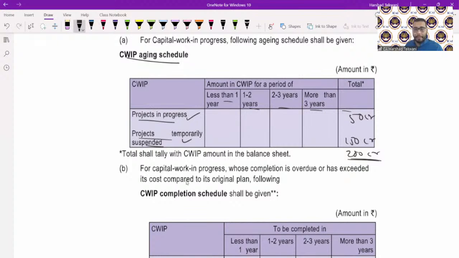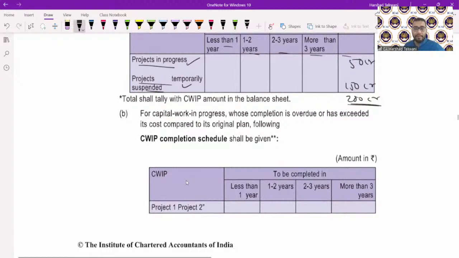The reason is that the amount you have in your balance sheet may not be accurate. You might not realize that much amount or benefit from that asset in future, because it is suspended temporarily because of XYZ reason. There can be X number of things. Again, another detail which is required is the capital work in progress whose completion is overdue or has exceeded its cost compared to the original plan.